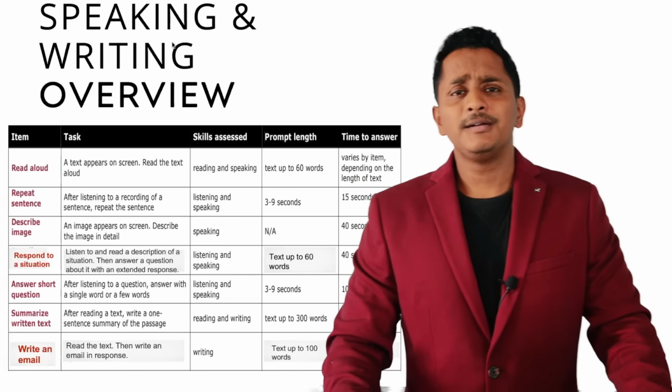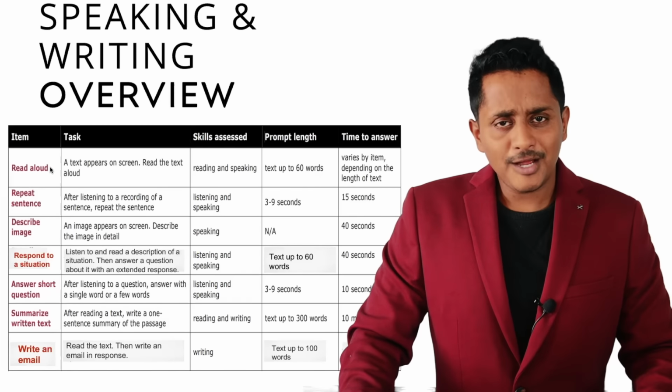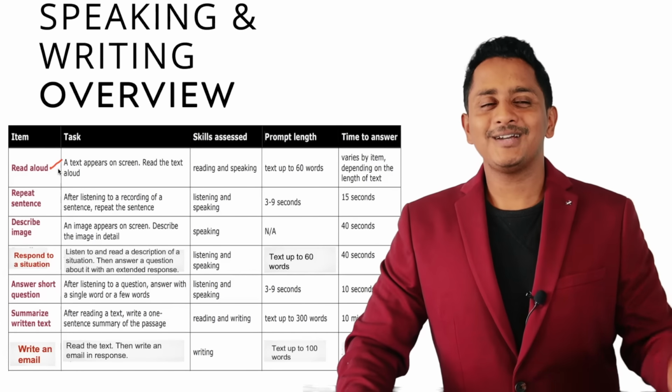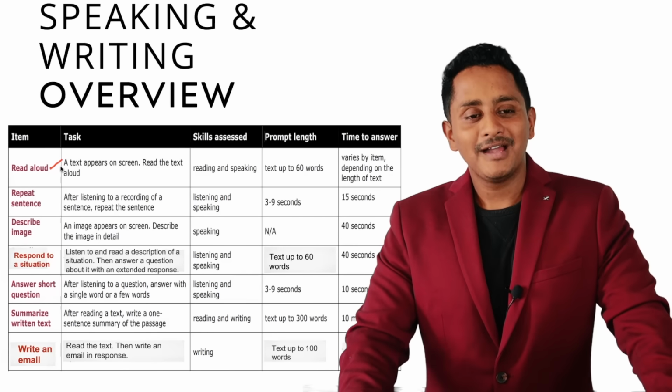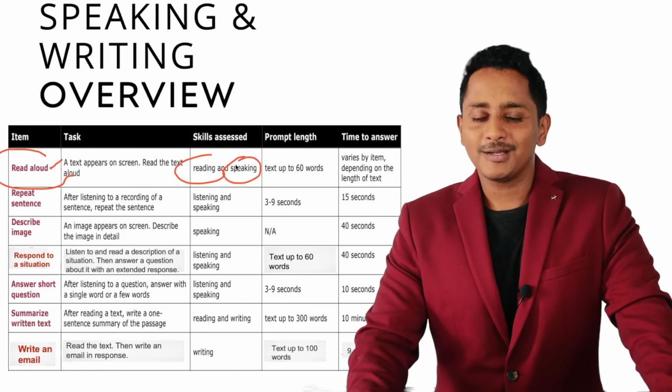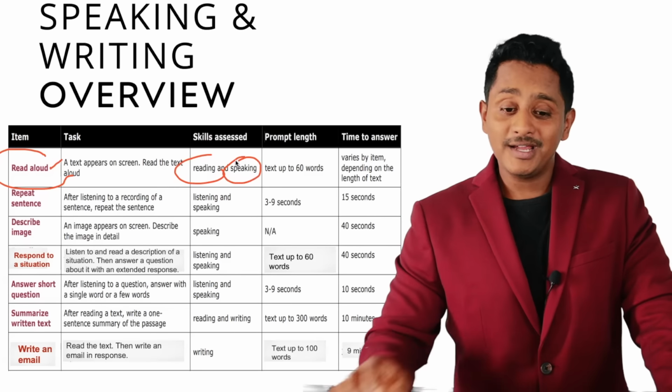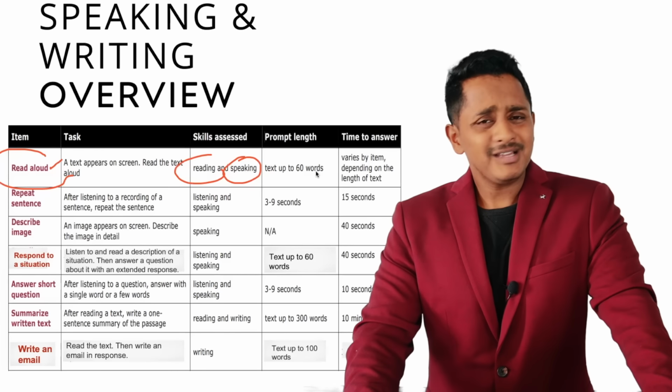Let's quickly understand the modules. First is read aloud. What is read aloud? They're going to give you a text. You have to read. That's it. Yes, it's as simple as that. And this contributes marks to reading and speaking, because you're speaking and you're reading as well. Remember, it's as simple as that.